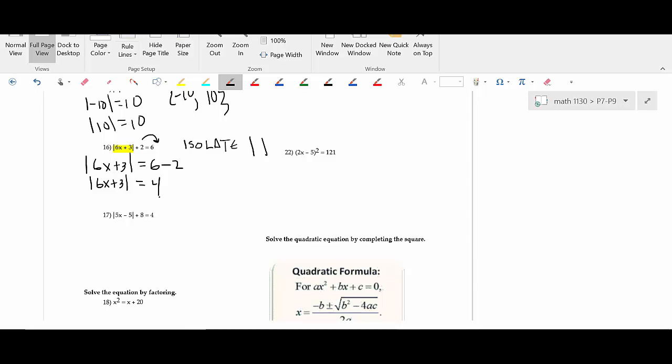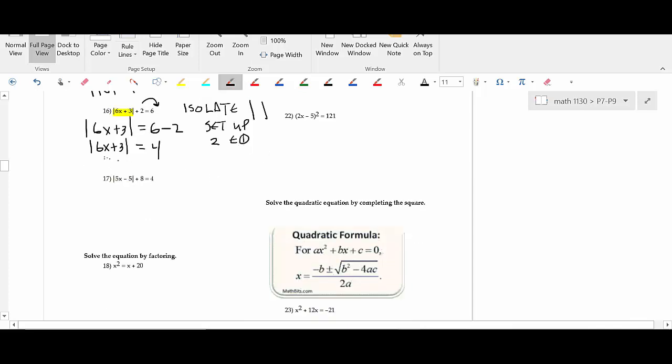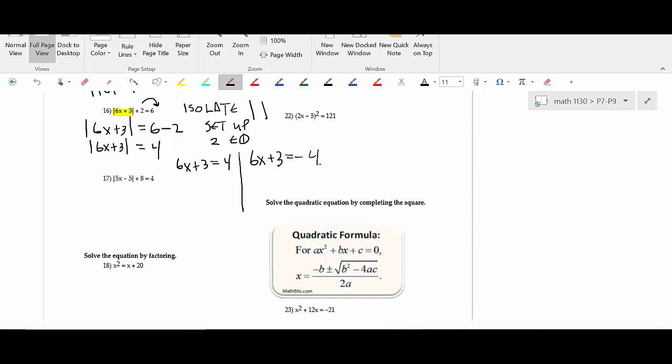After you isolate, the next thing you do is set up 2 equations. I'm just going to have you set these up, and then we're going to solve these. So you would do 6x plus 3 equals 4, and solve that equation. Then you would also do 6x plus 3 is equal to negative 4. Once you have that isolated, you're going to get your 2 answers by doing that. Does that make sense? Be sure you isolate that absolute value before you do that.